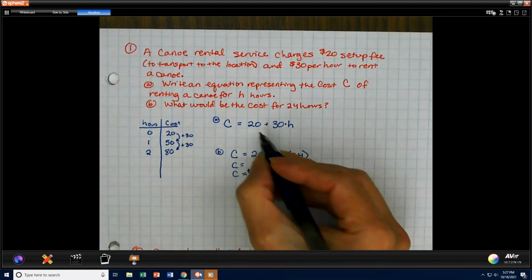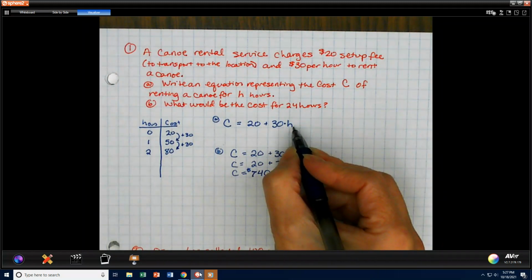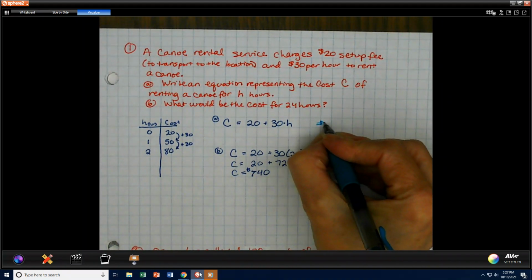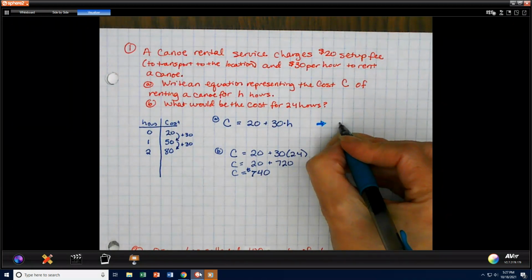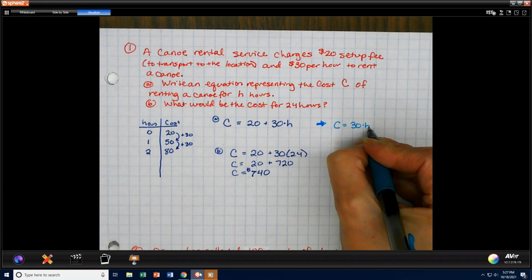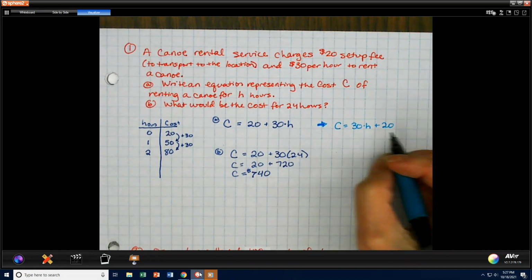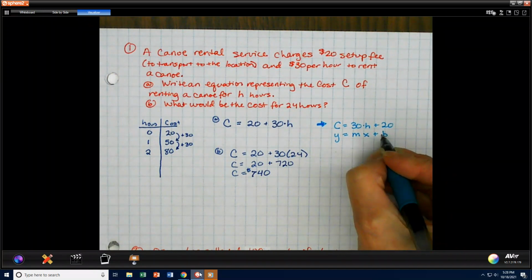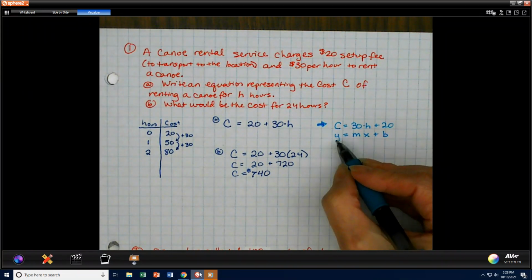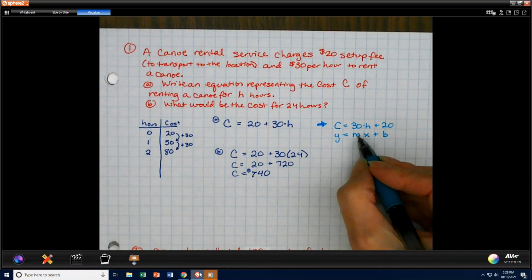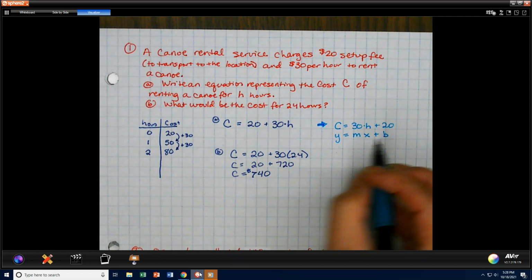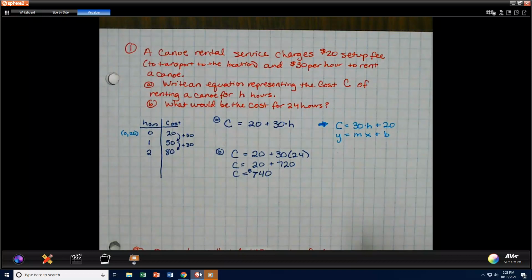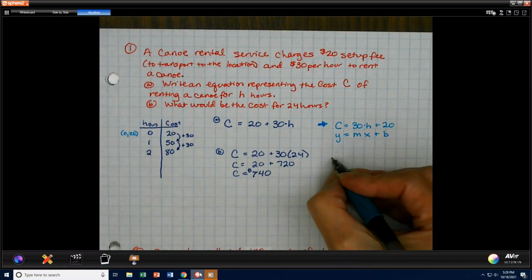Now I want to point out to you that this is a linear equation. It should look familiar to you if I were to just slightly turn it around. I'm going to say that the cost is $30 per hour plus the setup fee. That should look kind of like this. Y equals mx plus b, where x is my hours and y is my cost, and my rate of change is 30. And b is 20, because this point 0, 20, if I was going to graph it, that would be the y-intercept.